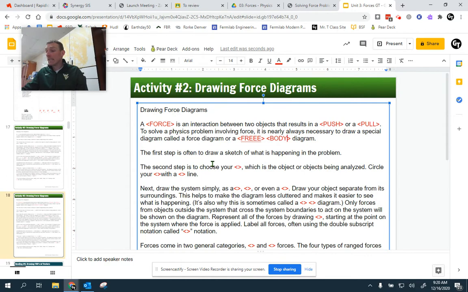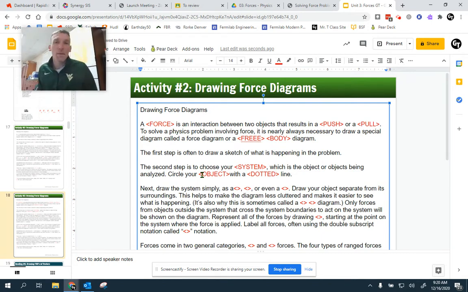All right, the second step is to choose your system. System is just a fancy science word to describe what you're focusing on, what you're observing, what you're analyzing. You're going to circle the object that is your system, and you're going to do that with a dotted line. We don't do this step all the time, but it's helpful to be able to recognize.